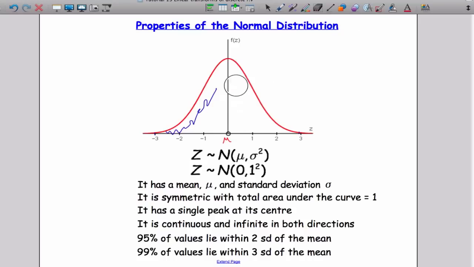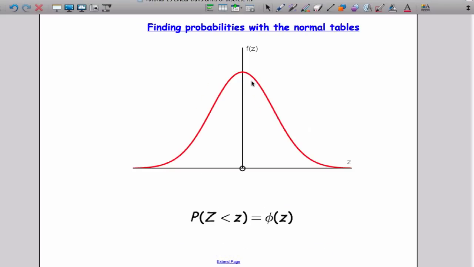Now the normal distribution has a set of tables to go with it, the normal tables. So I'm just going to discuss how we can find probabilities using the normal tables. Suppose I was asked what the probability is that my random variable is less than a particular value z, sometimes written as phi of z.